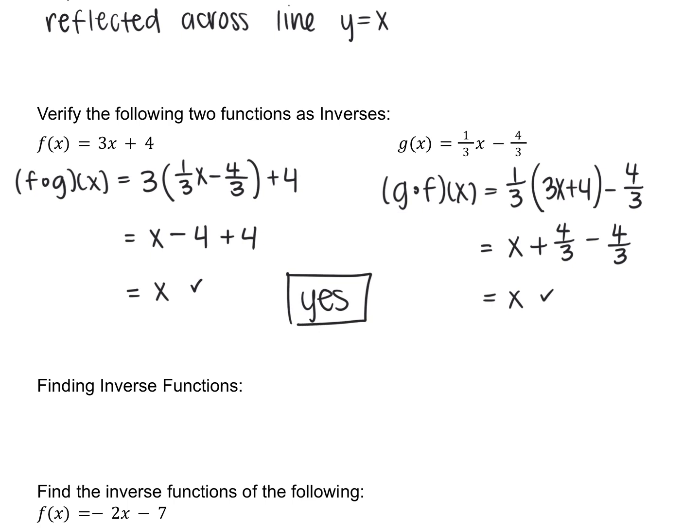Now, if I had done f of g of x and I didn't get x as my answer, I don't have to check g of f of x. I can stop right there and say, no, the functions are not inverses. Because if one of them doesn't equal x, it doesn't matter if the other one does.